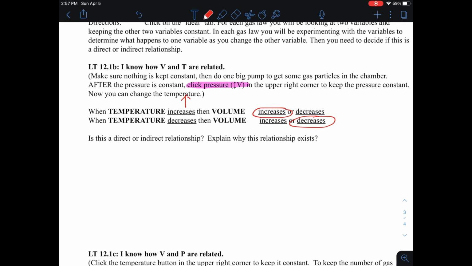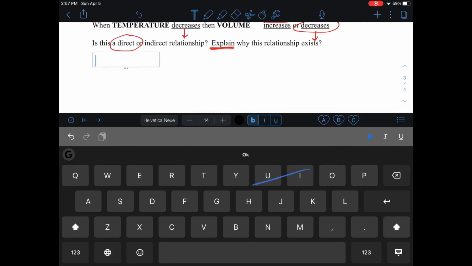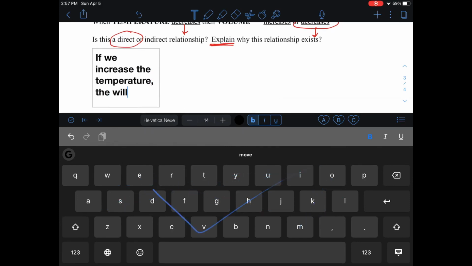Since they both went up together and they both went down together, that would be considered a direct relationship. But the explaining part is really important here. That's really what this learning target's getting at. Being able to explain the relationship in terms of those working definitions that we have. So, how could we relate temperature and volume using their working definitions? I'm going to start with temperature. If we increase the temperature, the particles will move faster.